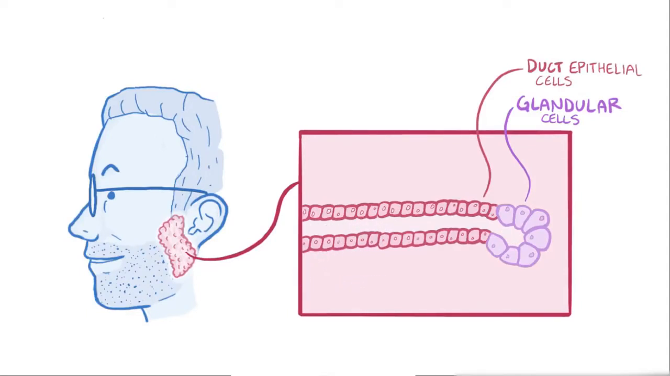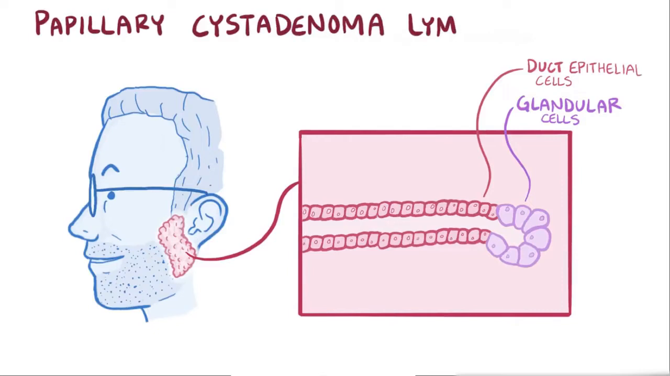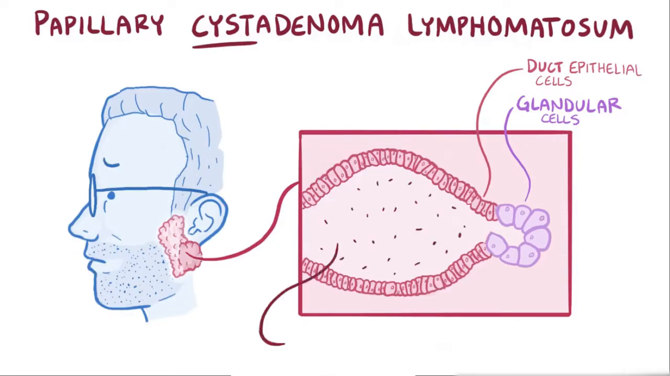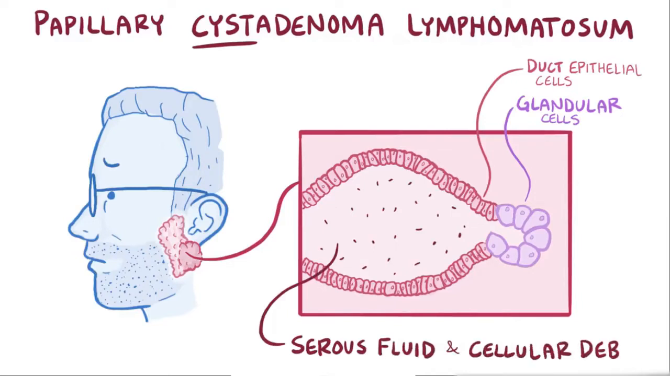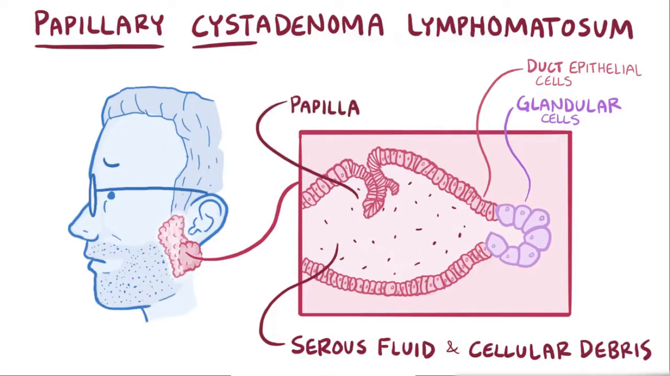Warthin tumor's other name, papillary cystadenoma lymphomatosum, is long and technical but describes the disease pretty well. Cystadenoma refers to the fact that the ducts grow in size and fill up with serous fluid and cellular debris, which forms a large cyst. Papillary refers to the fact that the layer of epithelial cells starts to fold into the duct, which forms a finger-like projection called a papilla.